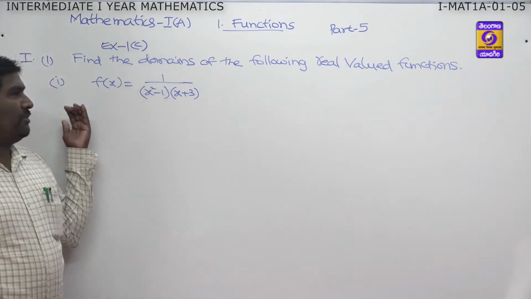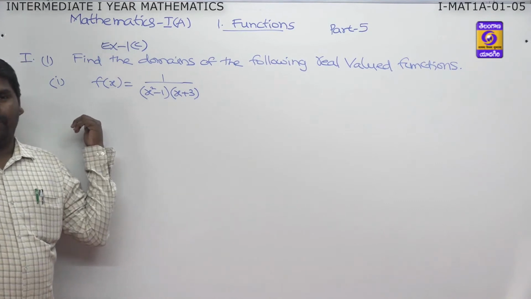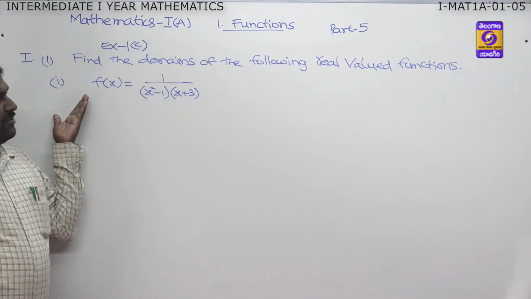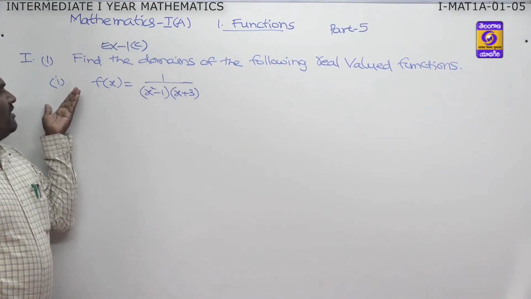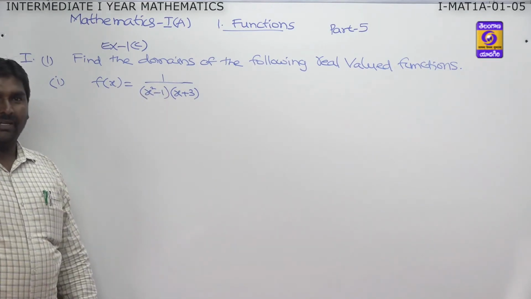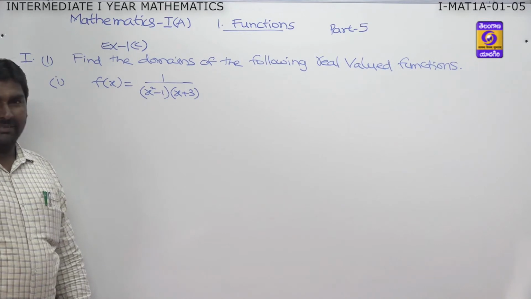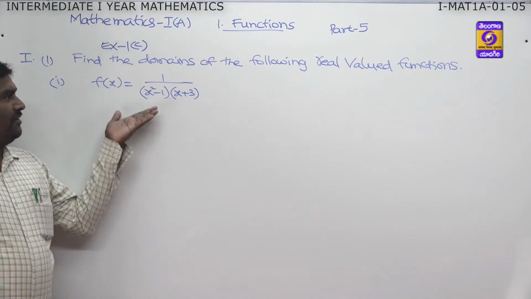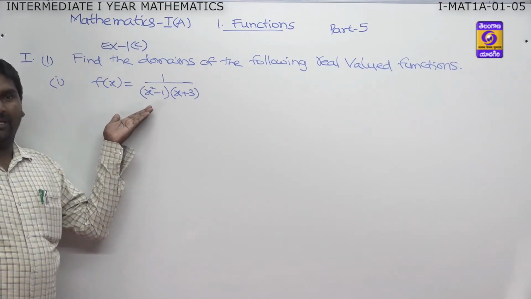In this we have 10 problems. Try to solve some. ఇందులో 10 సమస్యలు ఉన్నాయి. కొన్నిటిని సాధిద్దాం. First one, f of x is equals to 1 by x square minus 1 into x plus 3. ఈ వాస్తవ మూల్య ప్రమేయానికి ప్రదేశాన్ని మనం కనుక్కోవాలి.